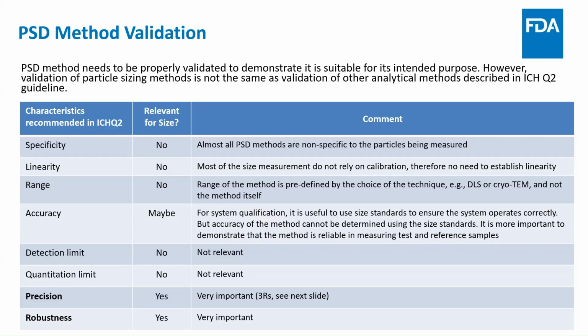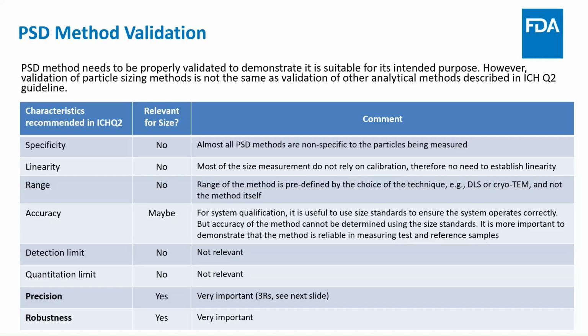If it's DLS, then we know the lower end limit is about a nanometer, and the upper limit maybe up to a micron, but more reliably, for myself, I'm more comfortable if it's a few hundred nanometers. But if it's 2 micron particles, I'm not comfortable using DLS. So the range of the size measurement is predefined by the choice of technique, not by the method that the company is developing. If the company is choosing one equipment, the moment that equipment is selected, the range is defined.